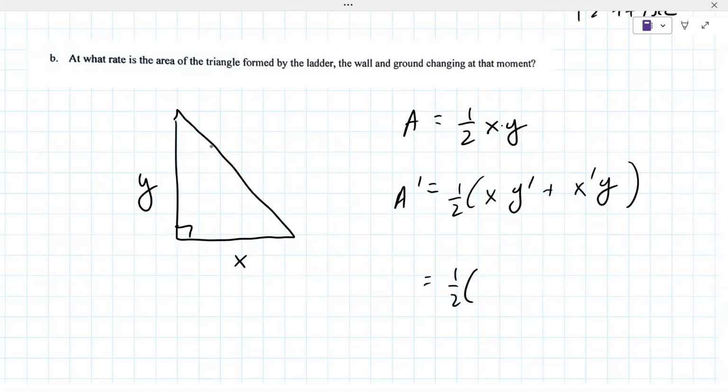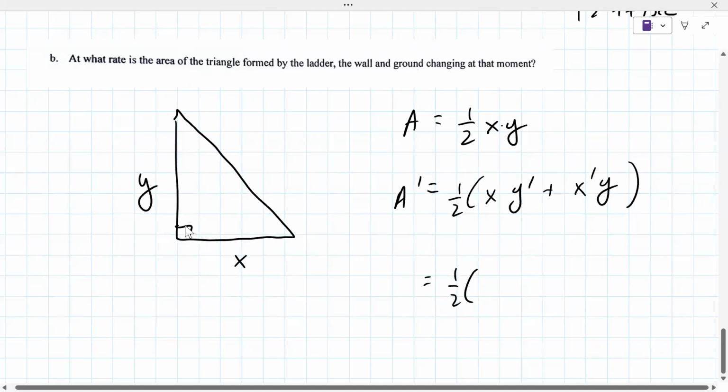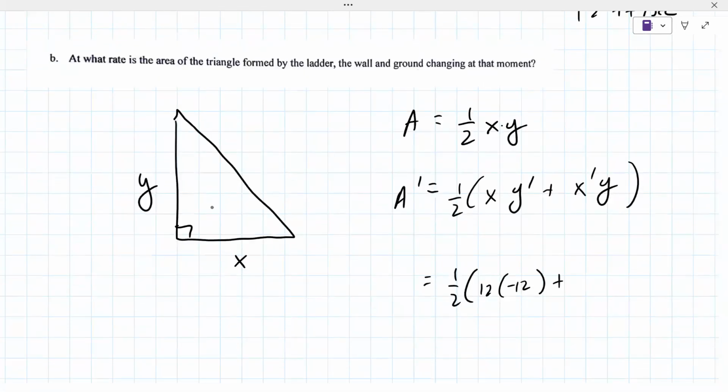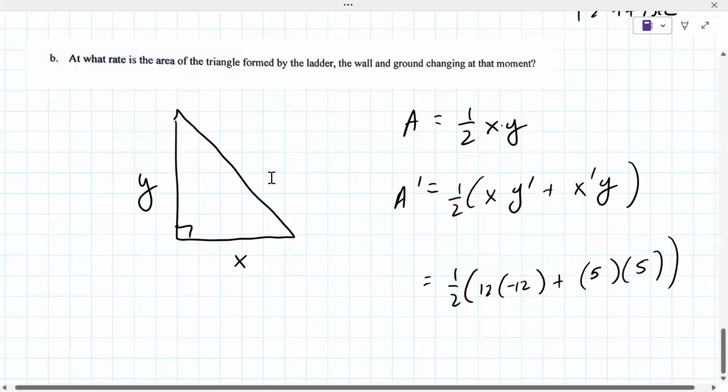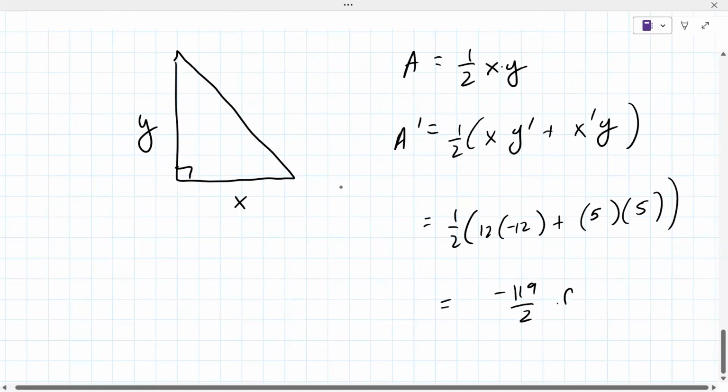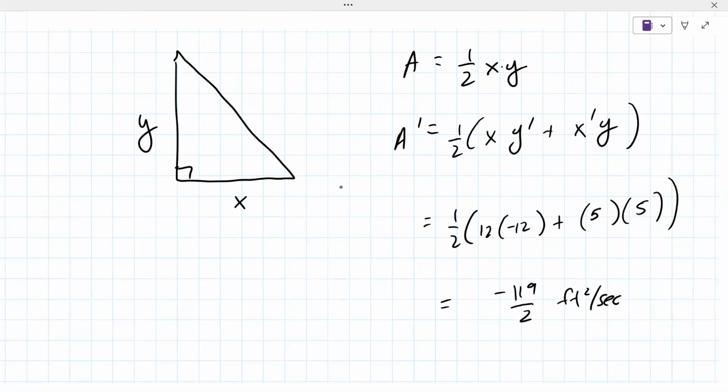So it ends up being 1/2 times the X value, which I think was 12, Y prime was minus 12, plus x prime, which is 5, and y, which is 5 as well. So that ends up being minus 119 over 2 feet squared per second. The triangle formed by the ladder collapses pretty quickly into no area pretty fast.